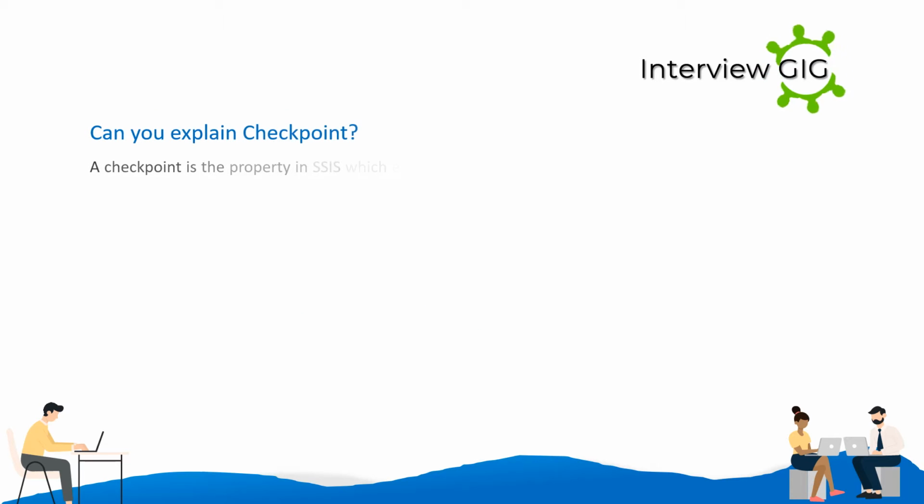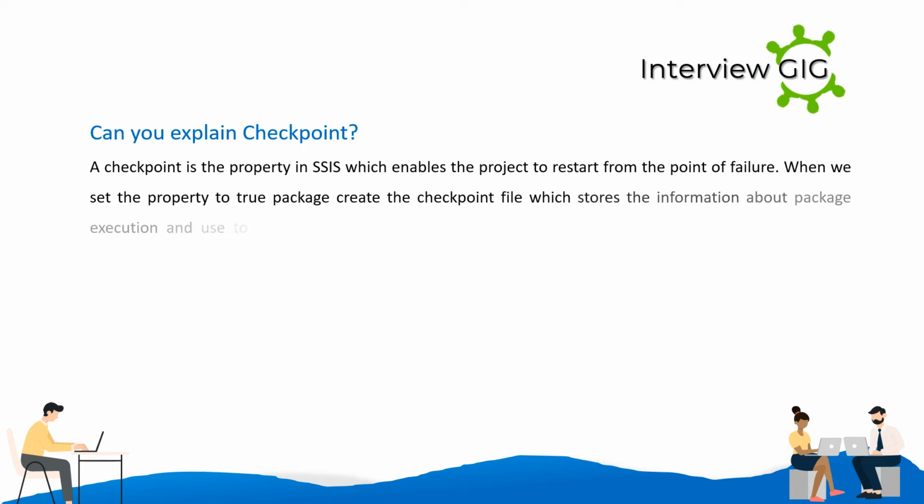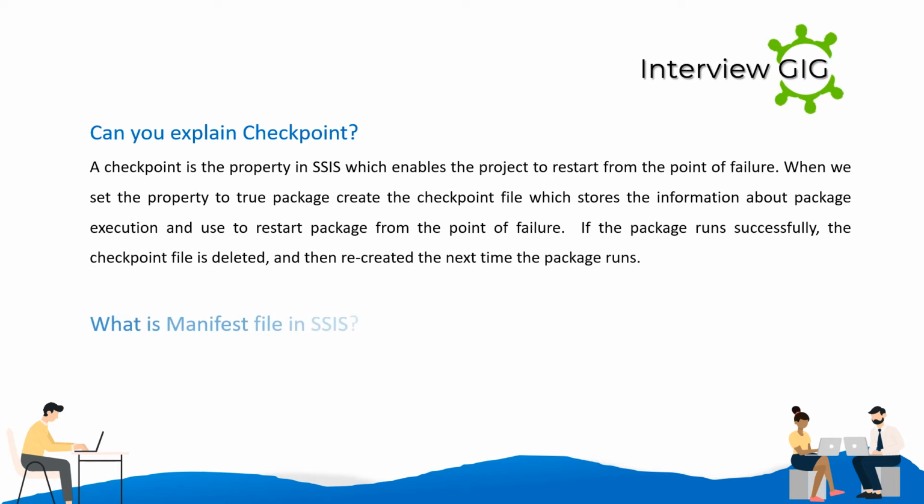Can you explain checkpoint? A checkpoint is the property in SSIS which enables the project to restart from the point of failure. When we set the property to true, the package creates the checkpoint file, which stores the information about package execution and is used to restart the package from the point of failure. If the package runs successfully, the checkpoint file is deleted, and then recreated the next time the package runs.